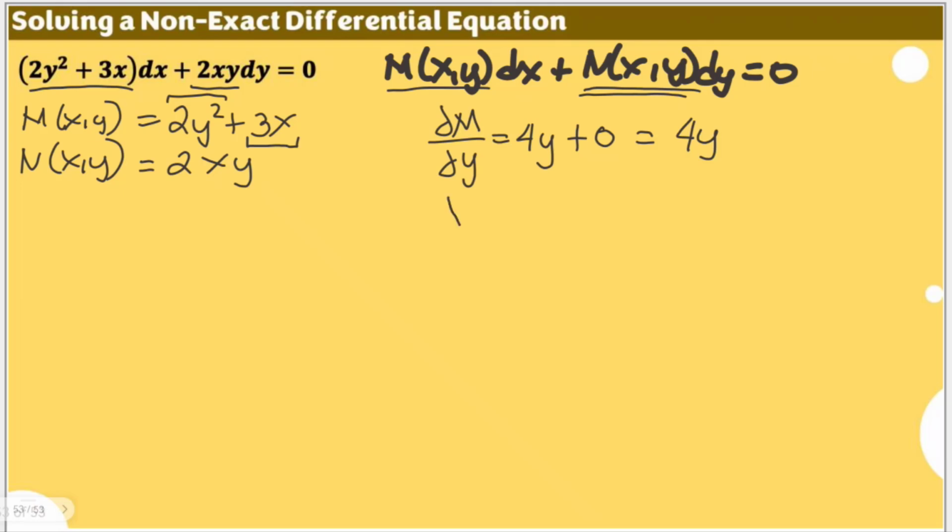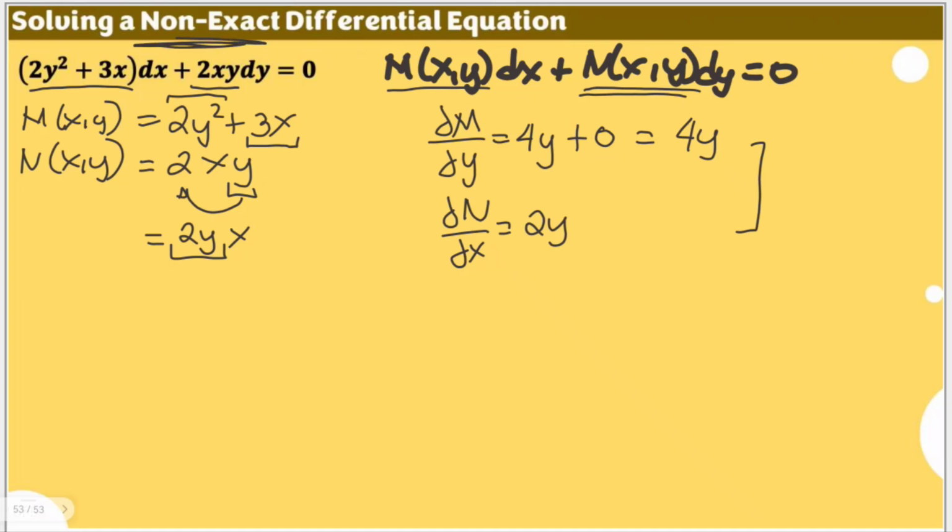At the same time, for the partial derivative of N with respect to x, y here would be part of the constant too, so you can rewrite this as 2yx, where 2y is your constant. As we take its derivative with respect to x, that's just 2y itself. We can clearly see that they are not the same. Hence, this supports the claim that this is really a non-exact differential equation. The reason we're showing this is because we will be using these values here as well.